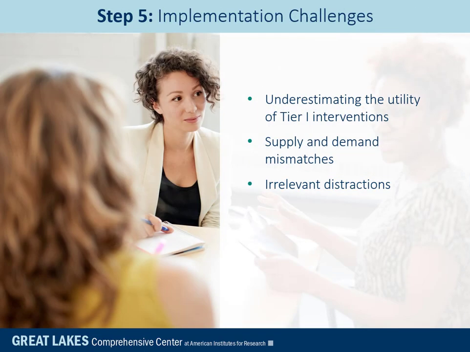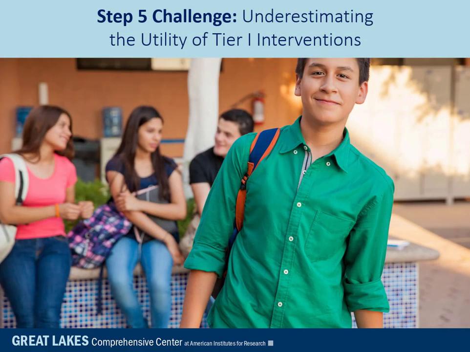In Step 5, there are 3 common implementation challenges you may encounter: underestimating the utility of Tier 1 interventions, supply and demand mismatches, and irrelevant distractions. The first common challenge that occurs in Step 5 is underestimating the utility or importance of Tier 1 interventions. It is appropriate to respond with urgency to students who have intensive needs. However, the greater the need, the more resources that will need to be devoted.